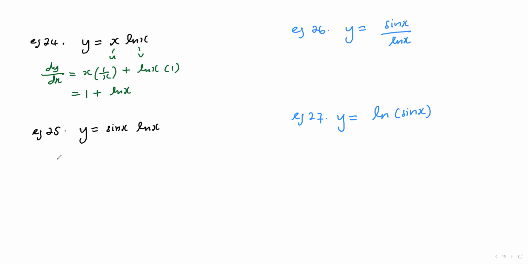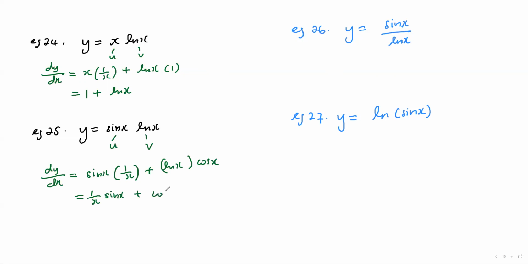Let's look at example 25. Again, we can use product rule. We can let this be u and this be v. So dy dx would be u times dv plus v times du. Differentiating sine x is cosine x. So this is just 1 over x sine x plus cosine x times ln x.